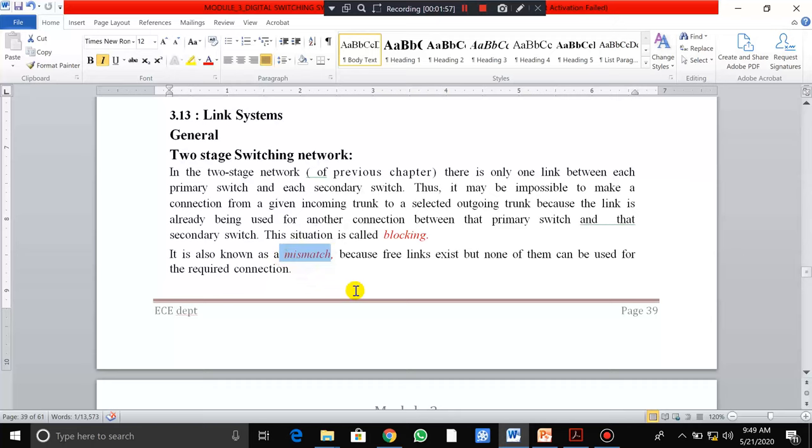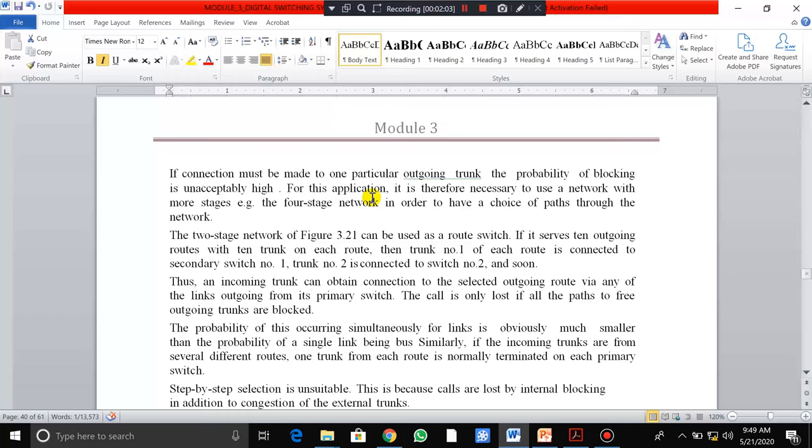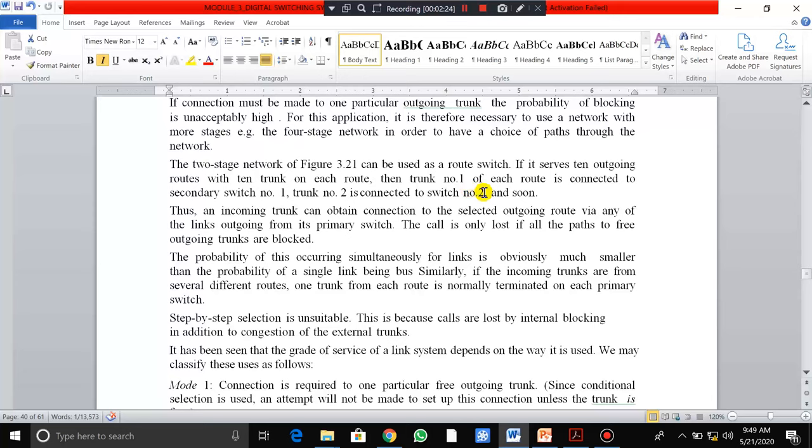So if the connection must be made to one particular outgoing trunk, the probability of blocking is unacceptably high. For this application, we need to use more stages of network. Instead of 2 stages, we go for more stages, that is a 4-stage network. In the 2-stage network which we discussed in the diagram below, if it serves 10 outgoing routes with 10 outgoing trunks on each route, then trunk number 1 of each route is connected to secondary switch number 1. Similarly, trunk number 2 is connected to switch number 2, and so on. Thus, the incoming trunk can obtain a connection to the selected outgoing route via any outgoing link from its primary switch.